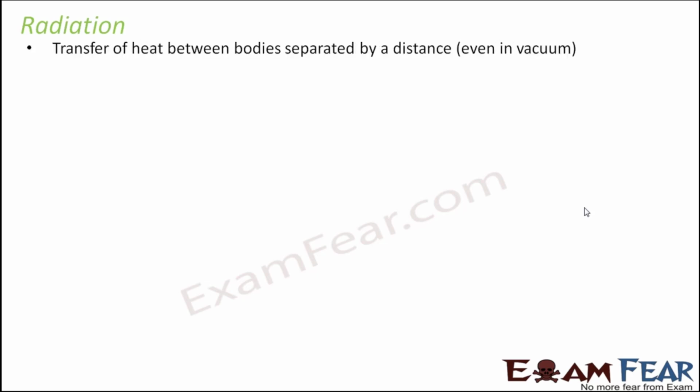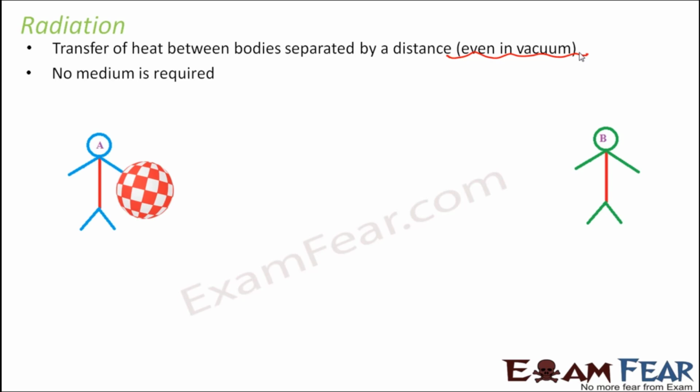So radiation is that mode of transfer of heat between two bodies separated by a distance, even in vacuum. So even if there is no medium between the two objects, but still heat can be transferred from one object to the other. So now the question is, how is it possible that heat is being transferred in vacuum when there are no particles to carry it? So it is possible in the same way how you throw a ball from A to B. So A and B didn't have to depend on anybody else to carry the ball. So in radiation also no medium is required. So the question is how exactly this radiation gets transmitted.